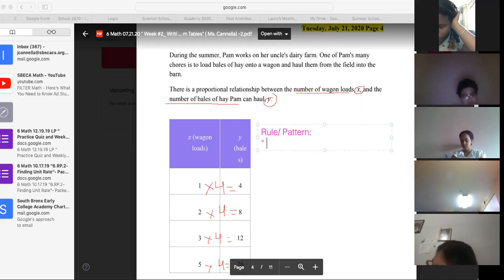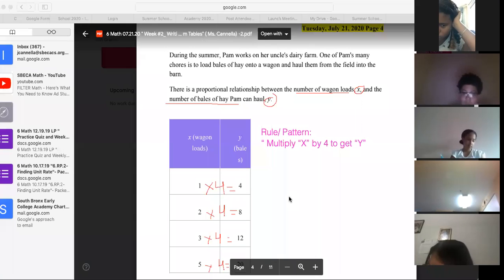We're going to multiply. These are function tables, right? You've seen these before. We use them all year. You probably saw them a little bit in 5th grade. You multiply x by 4 to get y. Now I'm going to show you how that works in a moment once we all have this down.